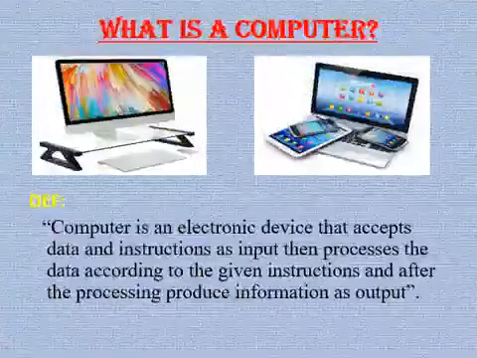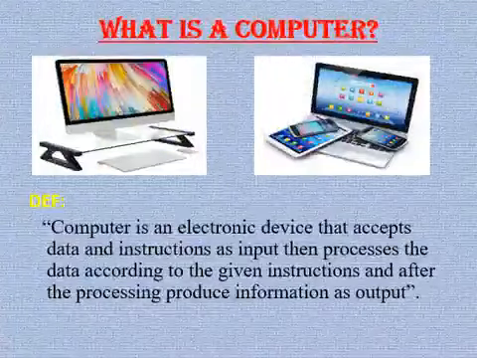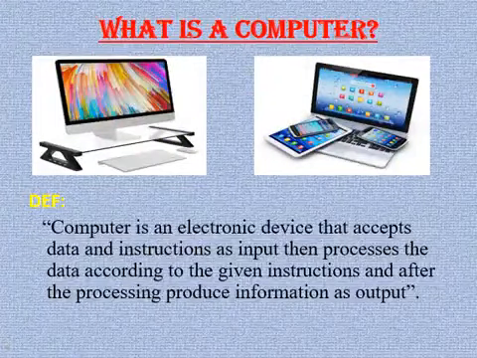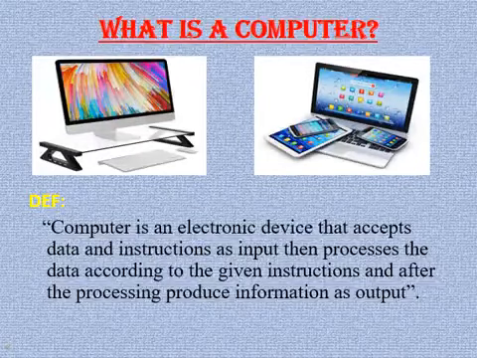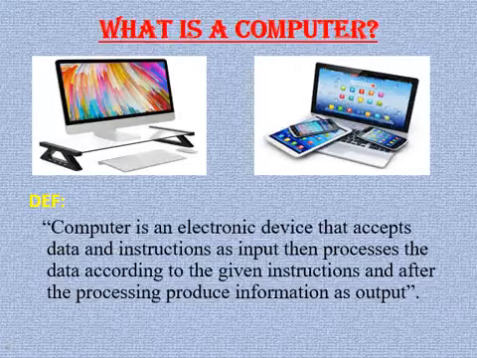What is a computer? Definition: A computer is an electronic device that accepts data and instructions as input, then processes the data according to the given instructions, and after the processing produces information as output.